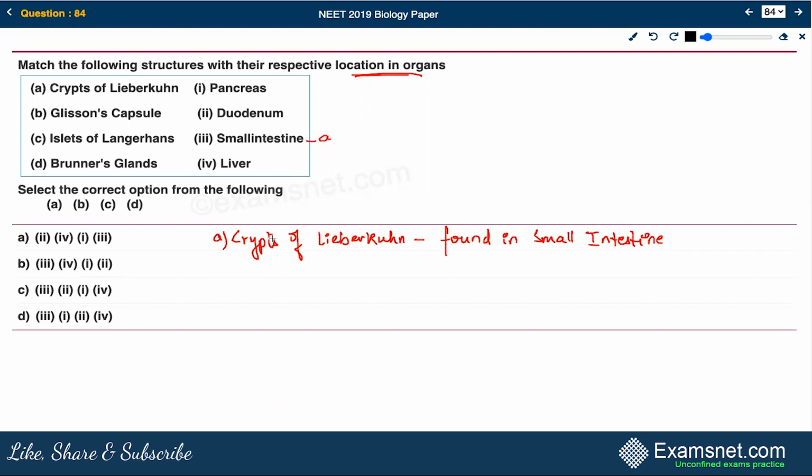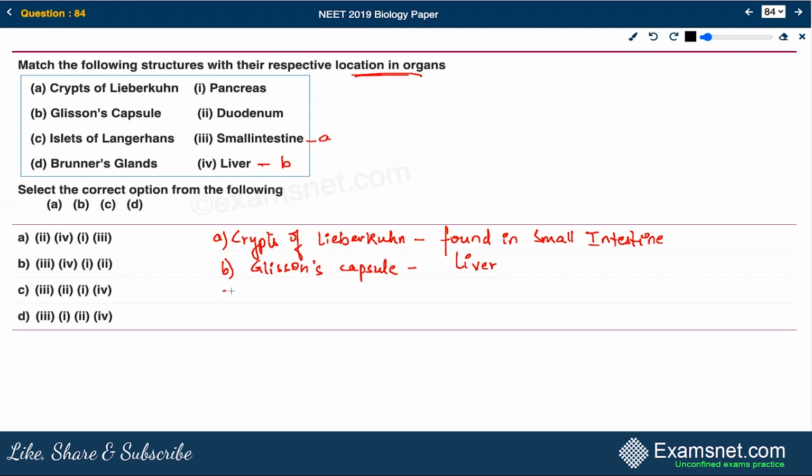Then there is Glisson's capsule. Now Glisson's capsule is basically found in the liver. Again, option B will be Glisson's capsule. Glisson's capsule is a kind of sheath. It's a covering, let me tell you. That is a kind of sheath or a covering that covers the liver. So that's why it's called Glisson's capsule. So this is found in the liver.